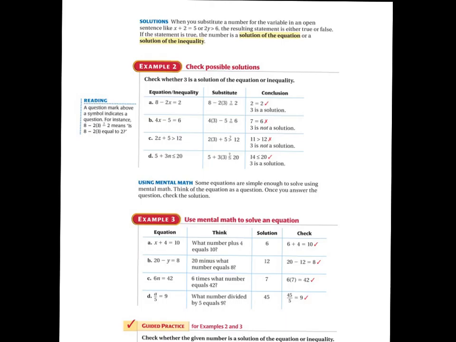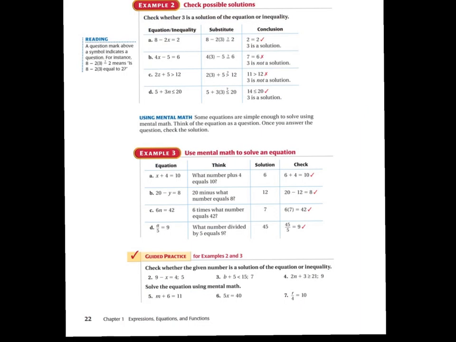And then for our last one here, we have 5 plus 3n is less than or equal to 20. So again, we substitute our 3 in. So 3 times 3, that's 9. 5 plus 9, that's 14. And we have less than or equal to 20. And yes, 14 is less than or equal to 20. So 3 is a solution. So that one is a check.